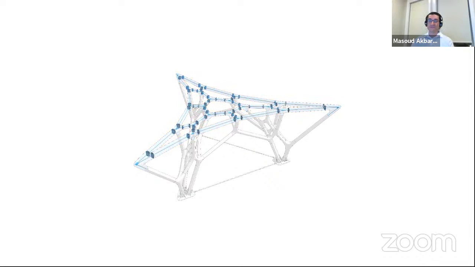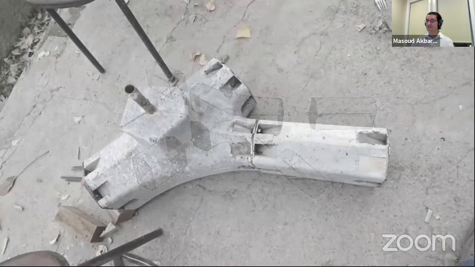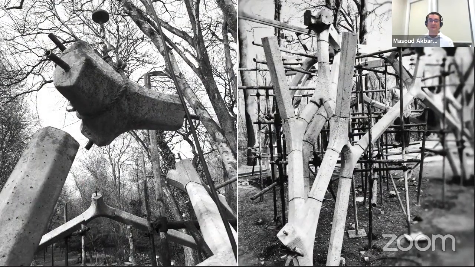So we came up with this particular detailing that separates the nodes from the members and then connects them with steel plates. But again, because we wanted to effectively transfer the tensile force in the top chord, we water jet the middle plate, and then we put the tensile members precisely in the location that the tension force should go, and embedded everything within the concrete. So this is the prototype of the tensile node and its connecting member, and this is the construction scene.